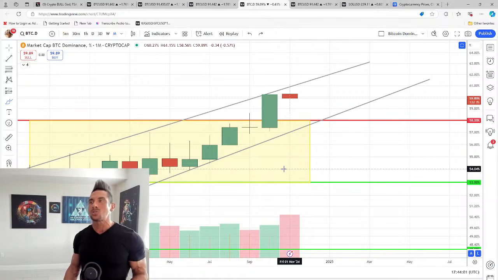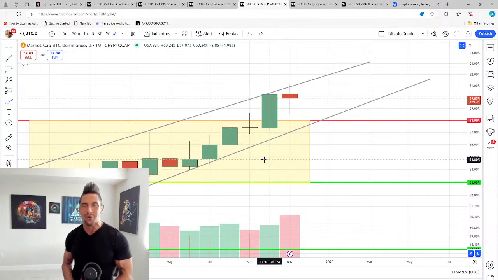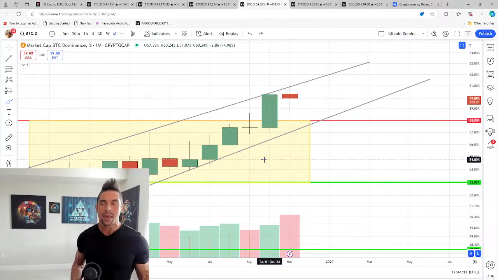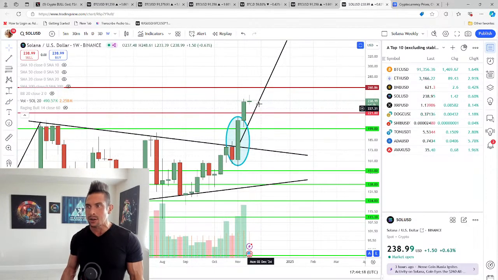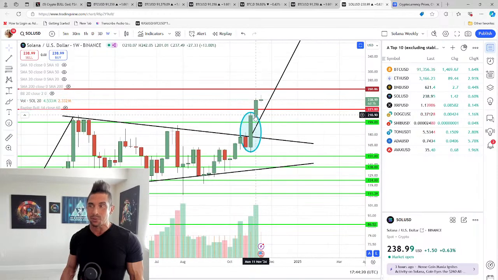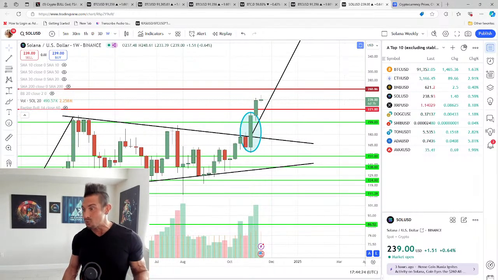Now, what's going to lead to the Bitcoin dominance dropping? Well, I just said the altcoins have to outpace Bitcoin, but there's a little bit more to it than that. You really want to see your large caps start to run. And as you can see here, Solana at one point this morning was 6% away from its prior all-time high. Solana is beginning to move. We're up at 240, okay?